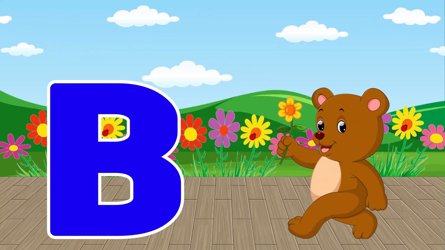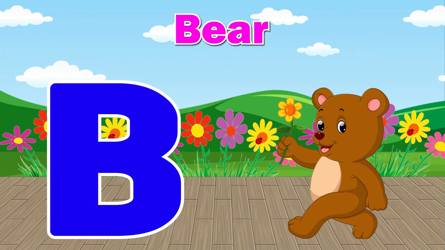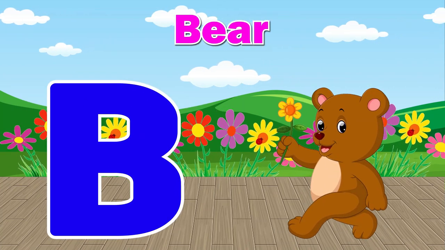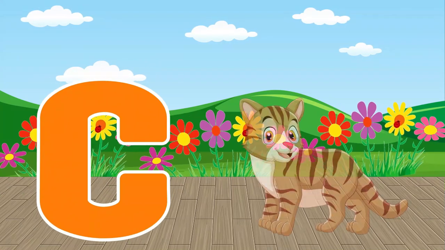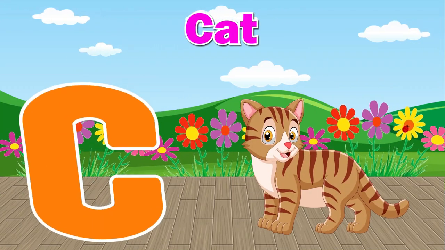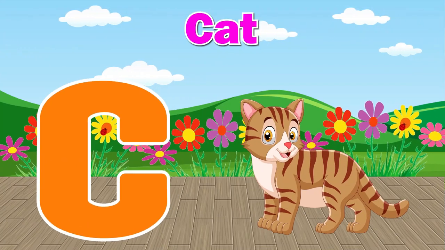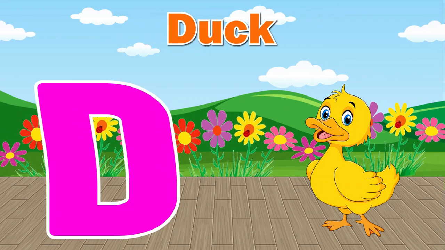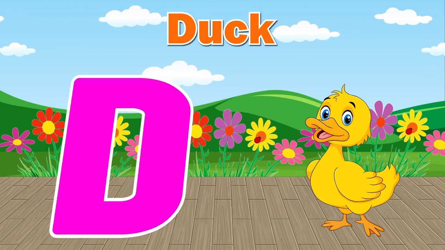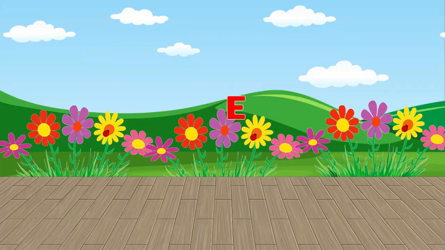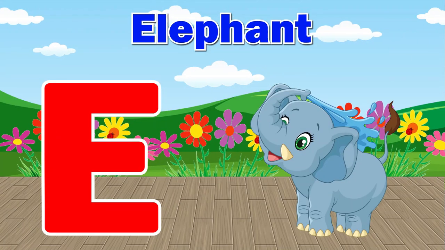B is for bear. B, b, bear. C is for cat. C, c, c, c, cat. D is for duck. D, d, d, d, duck. E is for elephant.